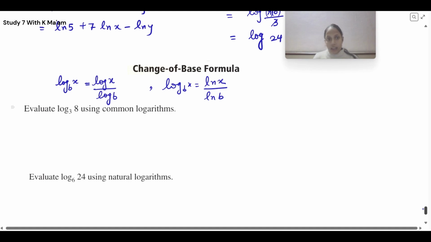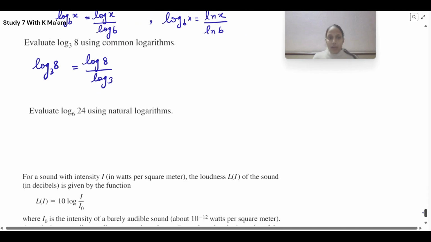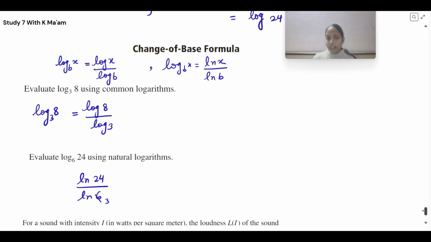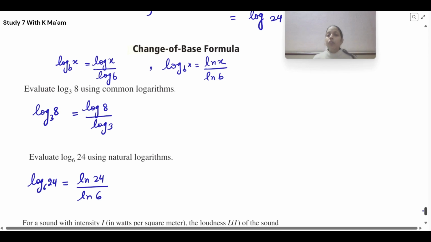We have a question. Let's start: log base 3 of 8 using common logarithms. If I use the common logarithm, it will be log 8 over log 3. Done. The next: evaluate log base 6 of 24 in natural log. It's ln of 24 over ln of 6. Don't cancel; 2 times 3 is 6 and 2 times 12 is 24, but we cannot cancel terms inside logs. So log base 6 of 24 is converted into natural logarithm.